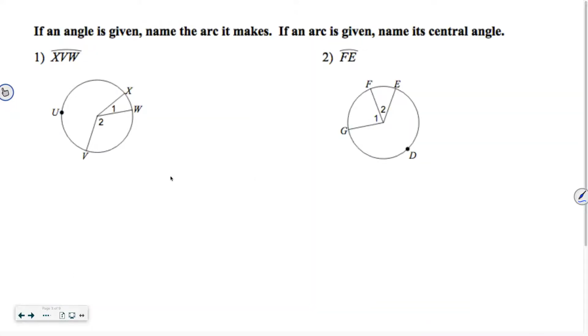All right, and so here we're going to practice naming some arcs. If an angle is given, name the arc it makes. If an arc is given, name its central angle. So these are all on page 158 in your book.